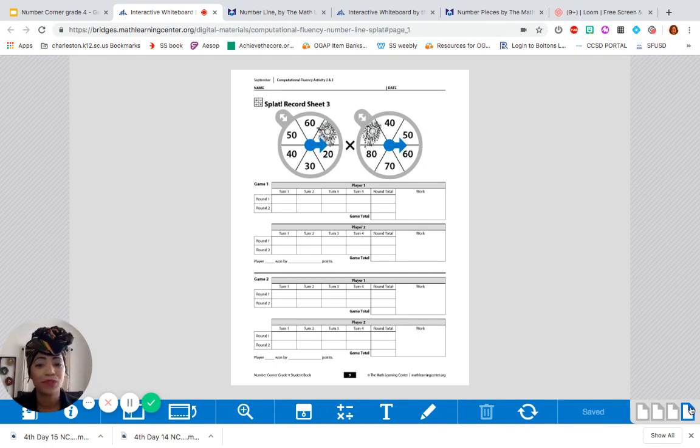That's great. I'm glad you enjoyed playing Splat. I did too. I just wish that I won every single time I played. I'm a sore loser, I know. All right, guys. So that's it for our computational fluency for September's Number Corner. Next month, you're going to continue adding multiples to the number line, and you're going to learn a new game. Can't wait to see what that game looks like.